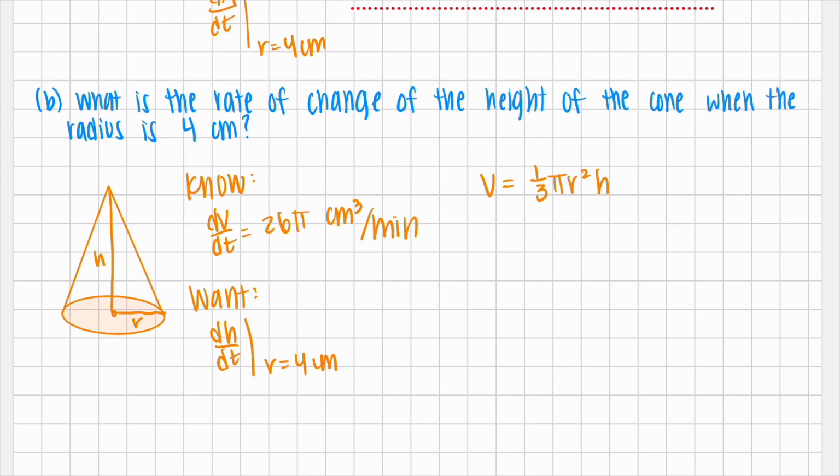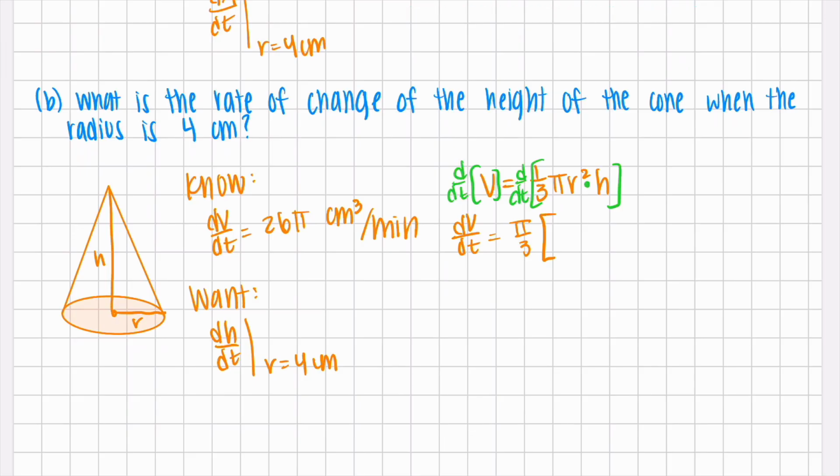Let's take the derivative with respect to t on both sides. On the left side, we get dV/dt. On the right side, we're going to have to do a product rule because I have r squared and I have h. I'm going to put pi over 3 outside the product rule. Derivative of r squared is 2r dr/dt. And I'm going to leave the h. Plus, I'm going to leave the r squared. Derivative of h is dh/dt.